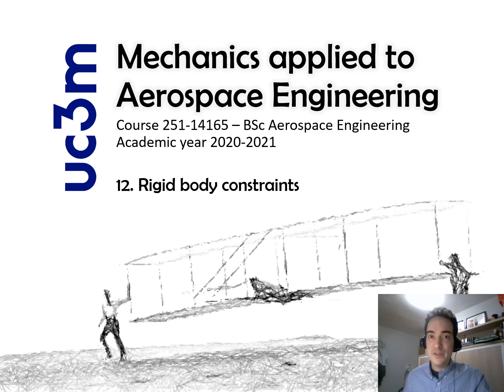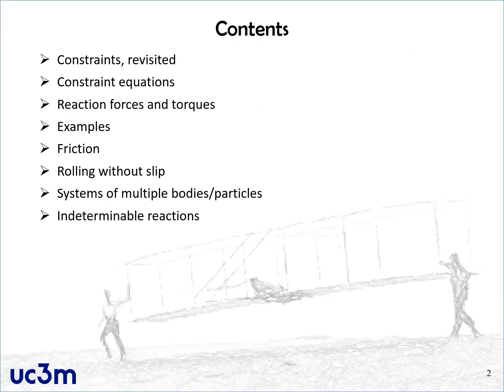Today we are going to cover the constraints of rigid bodies. This will be a complex topic, but an important one for the solution of rigid body problems. After a quick introduction where we will make the connection between constraints of rigid bodies and constraints of point particles, we will cover the topics of constraint equations and reaction forces and torques. Along the way, we will cover a number of examples.